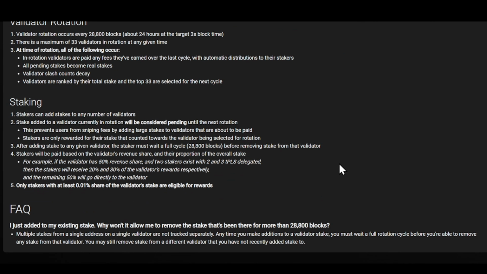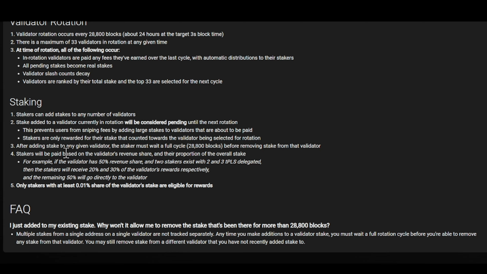If we continue to the downside, we do have staking. So you have validators and then you have staking. For staking, it states that number 1, stakers can add stakes to any number of validators. Number 2, stake added to a validator currently in rotation will be considered pending until the next rotation. This prevents users from sniping fees by adding large stakes to validators that are about to be paid. Number 3, stakers are only rewarded for their stake that counted towards the validator being selected for rotation.